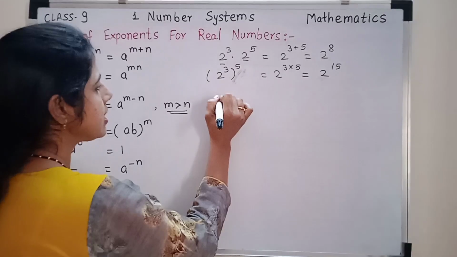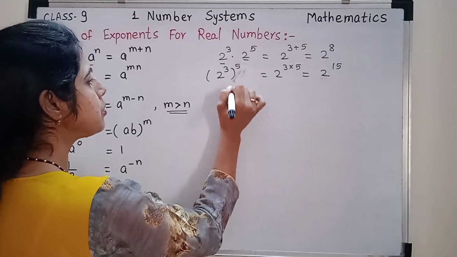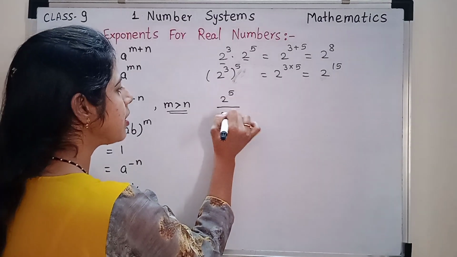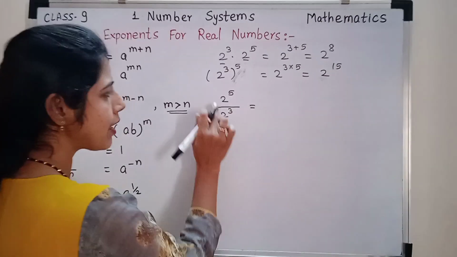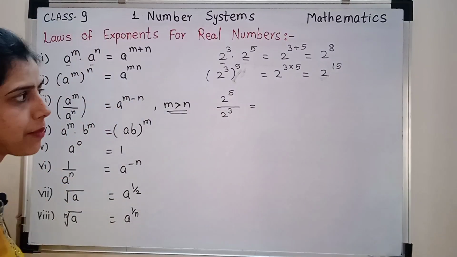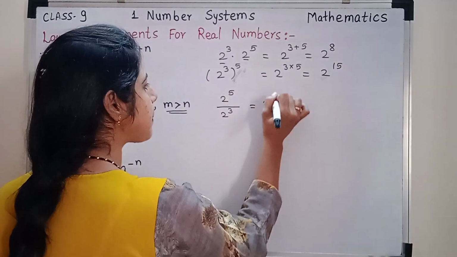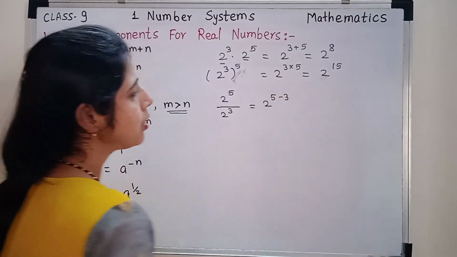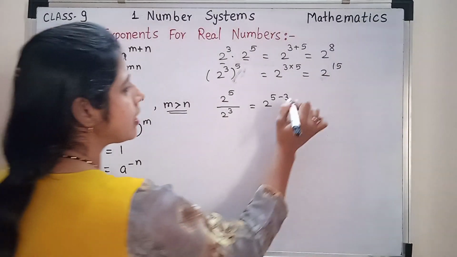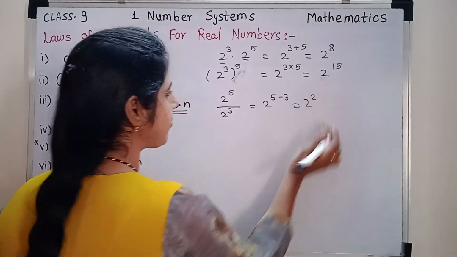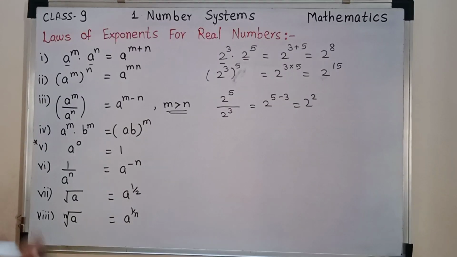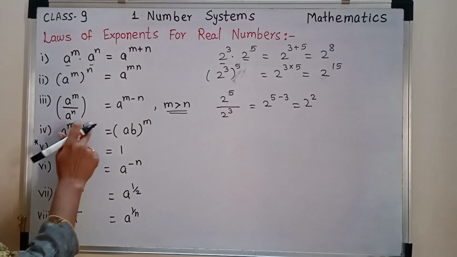We will see this. Suppose 2 raised to 5 divided by 2 raised to 3. So if you can observe here base same है तो powers का क्या होगा यहाँ पे? Subtraction होगा. So this will be 2 raised to 5 minus 3, that is 2 square. And therefore answer is 2 square.